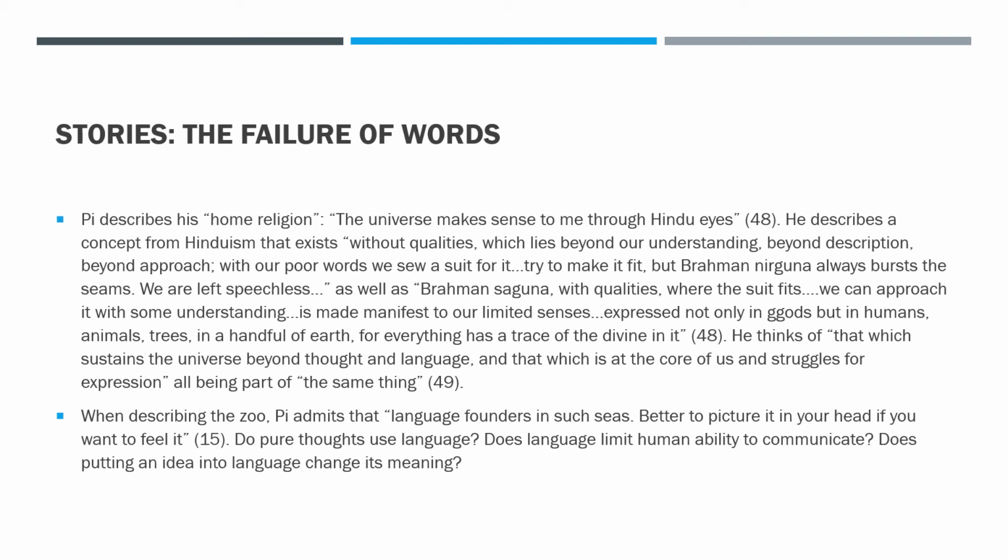So he's basically saying there's truth in the world, kind of this capital T truth, something that we can't fully understand. And it's really hard with our limited senses to put those ideas into words that are tangible and shareable. When describing the zoo, he even admits, and he used beautiful description, but he says language founders in such seas. Better to picture it in your head if you want to feel it. So something to think about, and possibly a larger idea coming from this book.